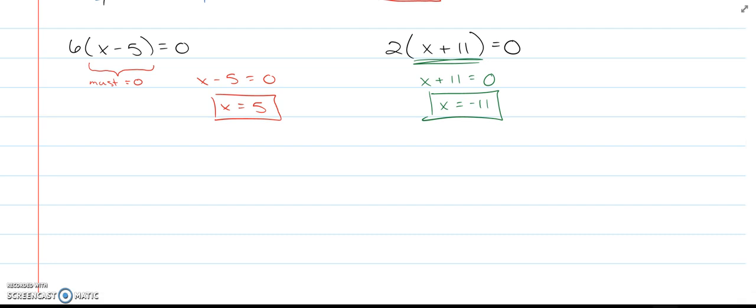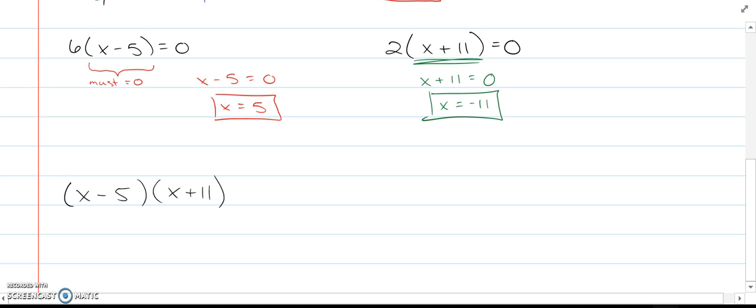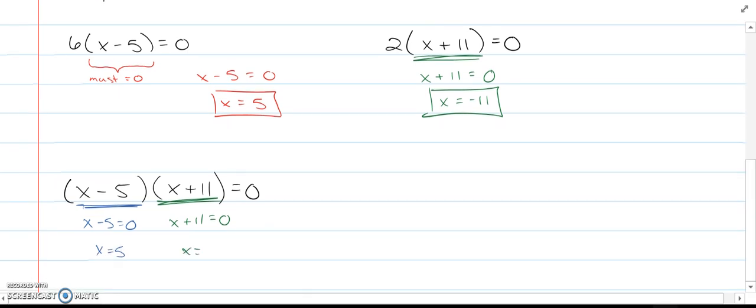Oh, but Mr. Somerville, what do I do if there's more than one parentheses? Okay, that's a good question, Ty. Here we go. (x minus 5) times (x plus 11). Does it matter which one of these is 0? No, it doesn't matter to me. So why don't you just give me two answers? There's two x's. We should have two answers. This one could be 0, or it could be that one. Since it doesn't matter, just tell me both. Your final answers are x is 5 and x is negative 11.